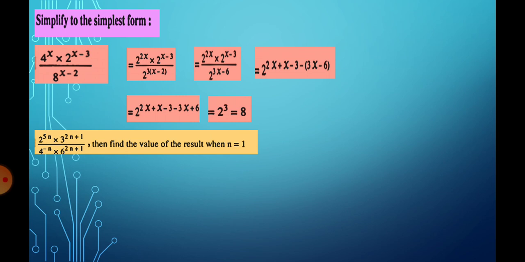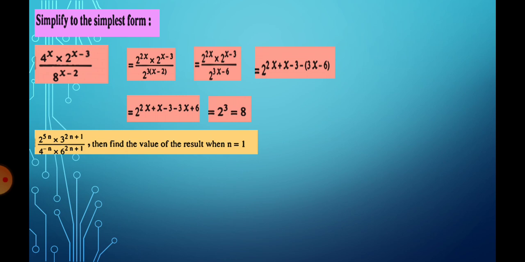Simplify 2 to the power 5n times 3 to the power 2n plus 1 over 4 to the power negative n times 6 to the power 2n plus 1. Then find the value if n equals 1. Here we first find the value in simplest form.